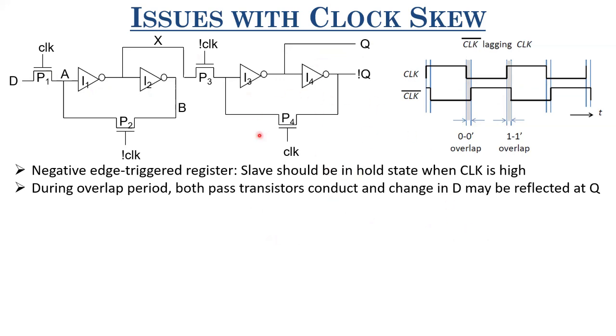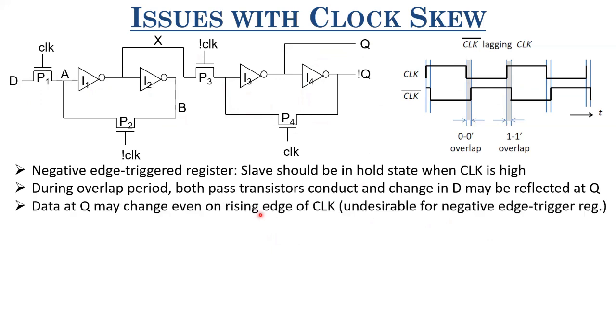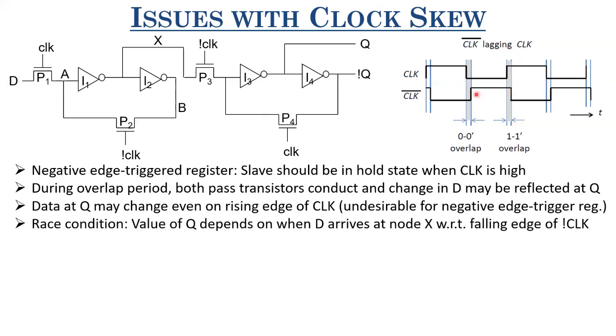Q should be in hold mode as long as it's a positive edge, right? So what I have been trying to explain so far is that the data at Q may change even on the rising edge of the clock, which is undesirable for negative edge triggered registers. Now, what does the value of Q depend on during this clock overlap period? The value of Q depends upon whether D arrives at node X before the falling edge of this clock bar or after this falling edge of clock bar.